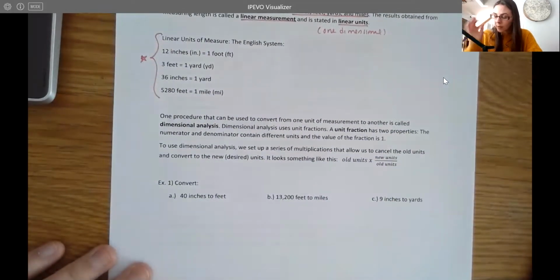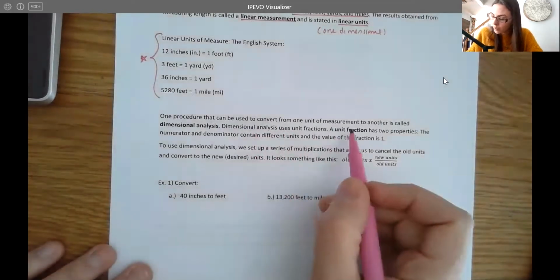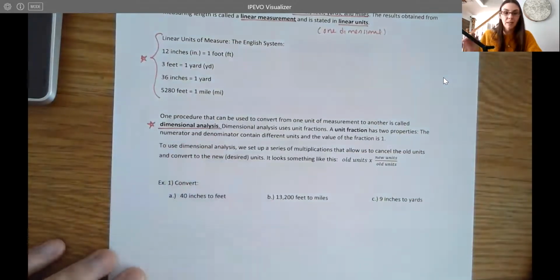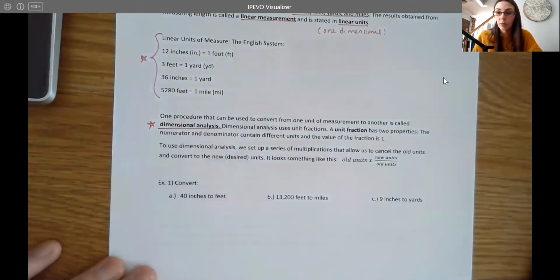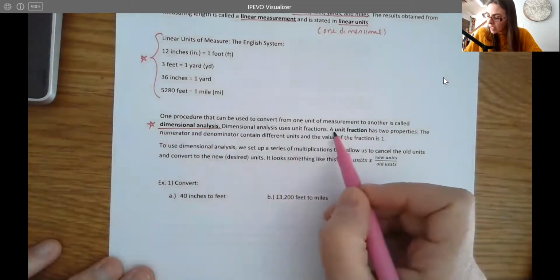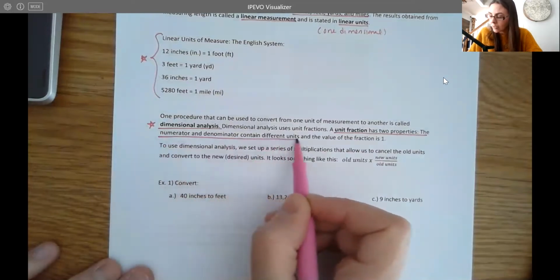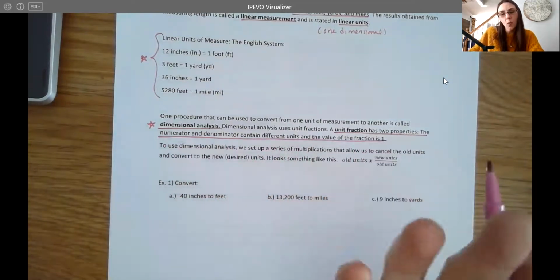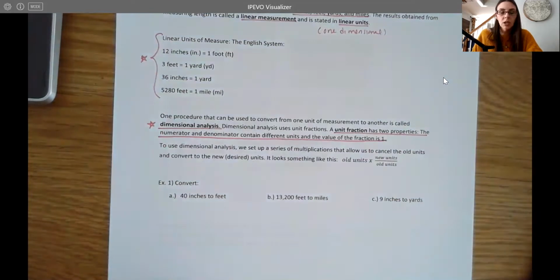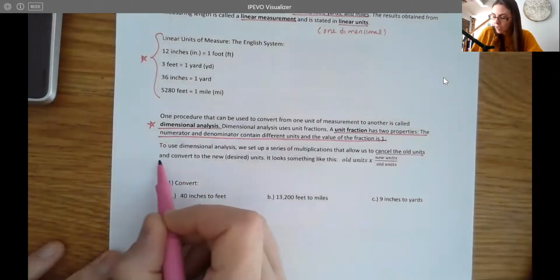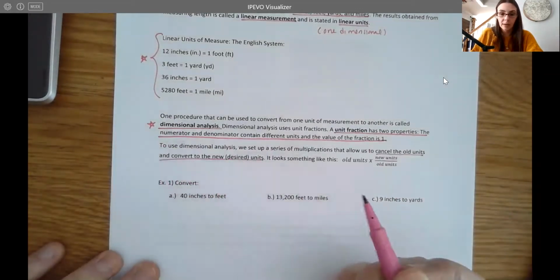There is one procedure that can be used to convert from one unit of measurement to another, called dimensional analysis. There are other strategies too, but dimensional analysis is the one we're really going to focus on in chapter 9. It uses unit fractions, and a unit fraction has two properties: the numerator and denominator have different units, but the value of the fraction is still 1. To use dimensional analysis, we set up a series of multiplications that allow us to cancel the old units and convert to the new or desired units.